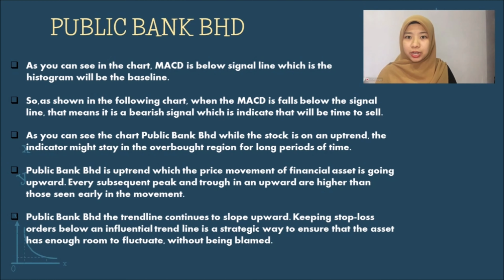For Public Bank, the trend line continues to slope upward. Keeping stop loss orders below an influential trend line is a strategic way to ensure that the asset has enough room to fluctuate without being stopped out.